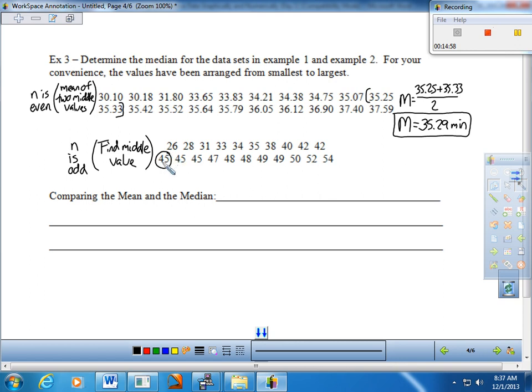So again, 45 right here. I think 1, 2, 3, 4, 5, 6, 7, 8, 9, and 10 to the left of it. And 1, 2, 3, 4, 5, 6, 7, 8, 9, 10 to the right of it. And so that's our median right there. Okay, so not too bad. So 45 years old would be the median.